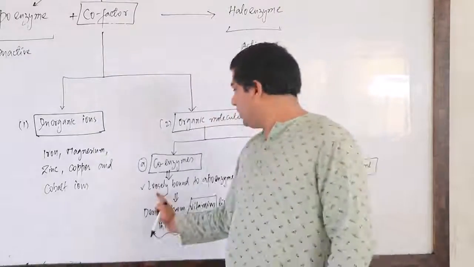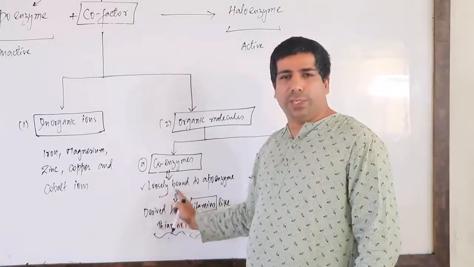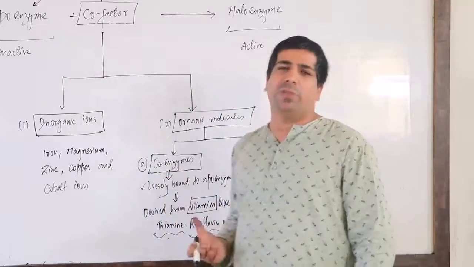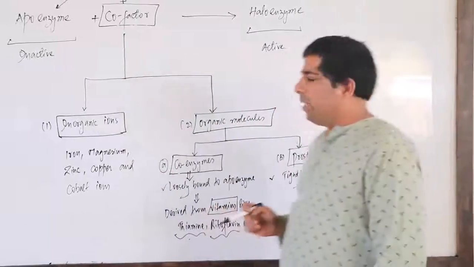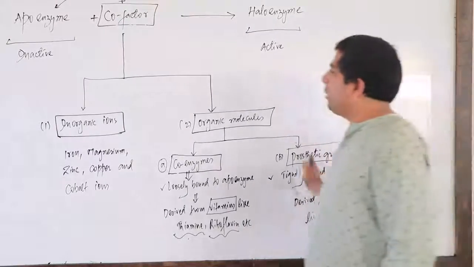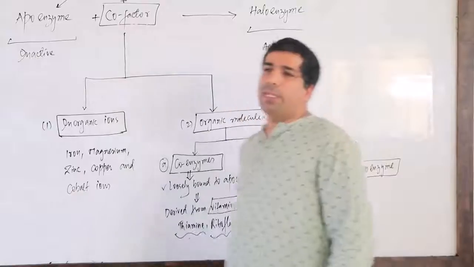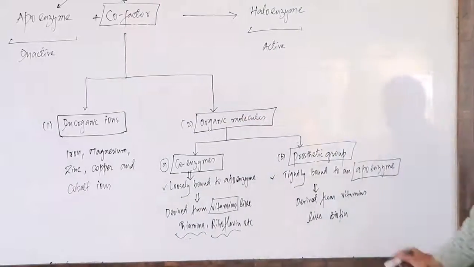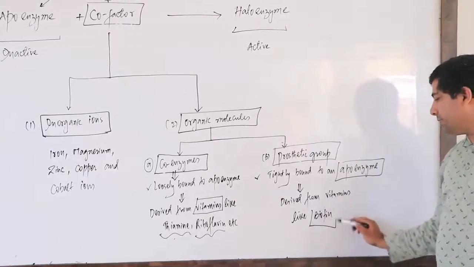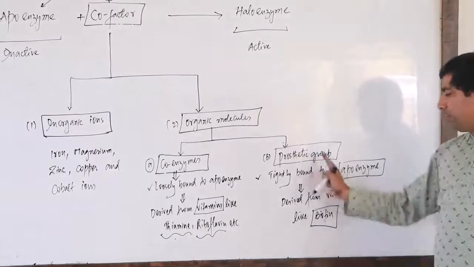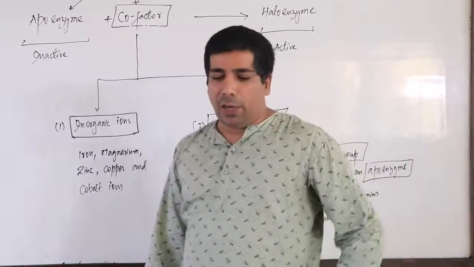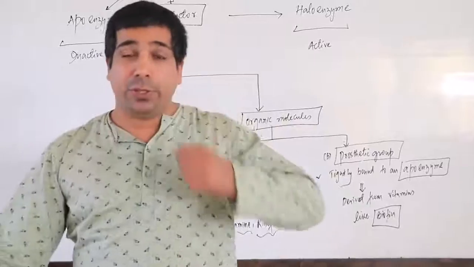Here the loose interaction between coenzyme and apoenzyme will be mainly through hydrogen bonds or van der Waals interaction. But here the tight bond between the prosthetic group, which is a cofactor, and the apoenzyme will be because of covalent bonds, and it is derived from vitamins like biotin. So this prosthetic group is derived from vitamins like biotin. I hope, my dear friends, you have understood.